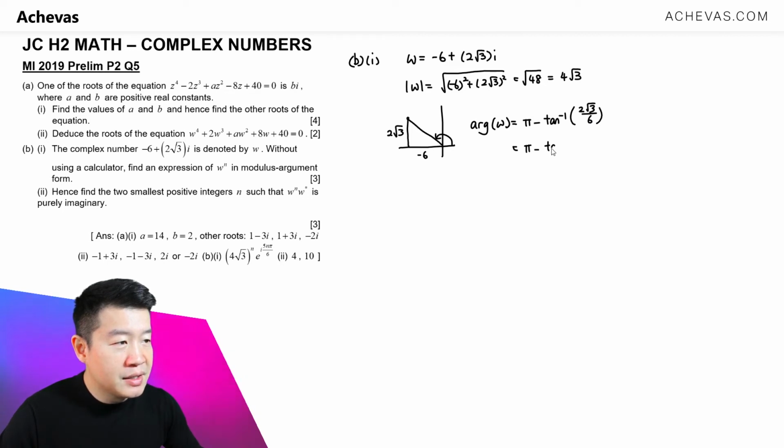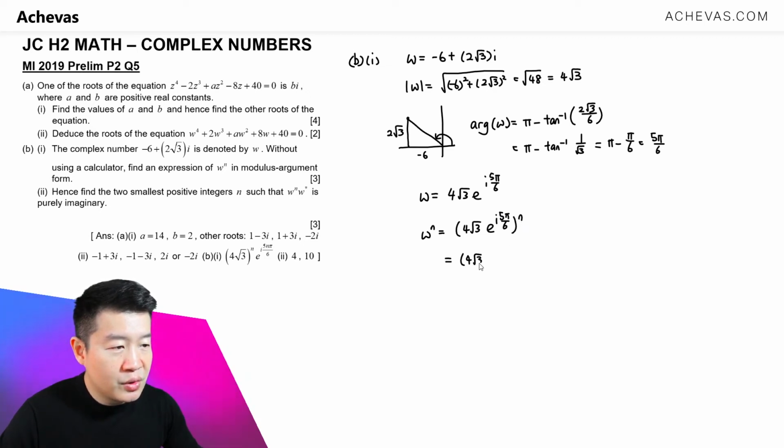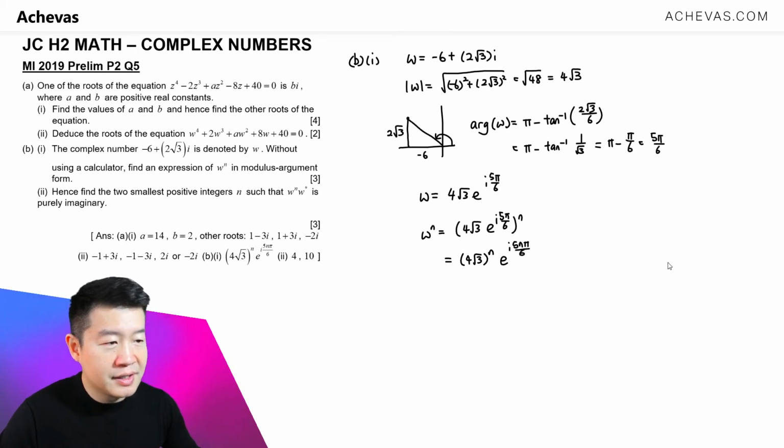So this is equal to pi minus tangent inverse of square root of 3 over 3, which is 1 over square root of 3. So we will have a special angle here, and it is going to be pi minus pi over 6. So the argument is going to be 5 pi over 6, which means that w, when I express it in the Euler form, in the modulus argument form, which is what the question wants, is going to be equal to the modulus e to the power of i 5 pi over 6. And finally w to the power of n in the modulus argument form will be 4 square root of 3 e to the power of i 5 pi over 6 to the power of n, which is equal to 4 square root of 3 to the power of n, then e to the power of i n pi 5n pi over 6.